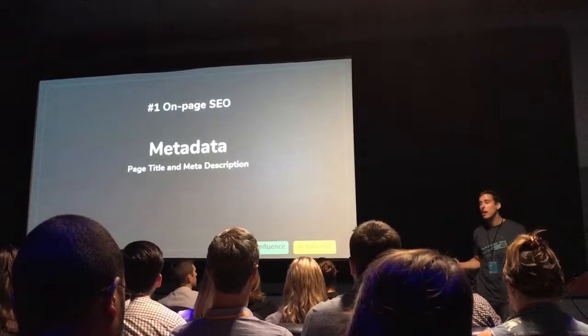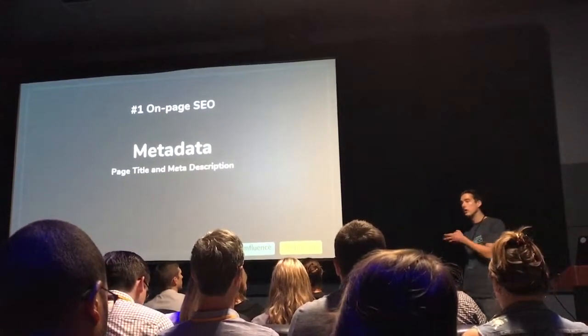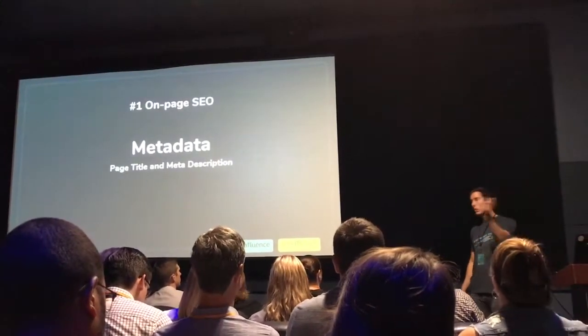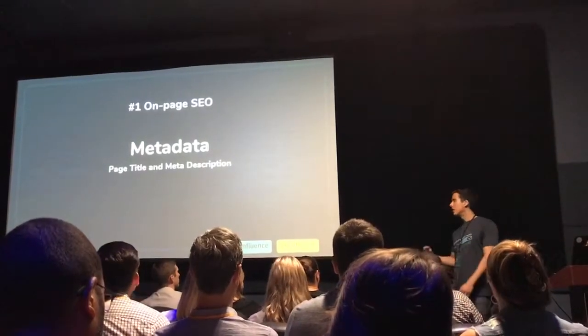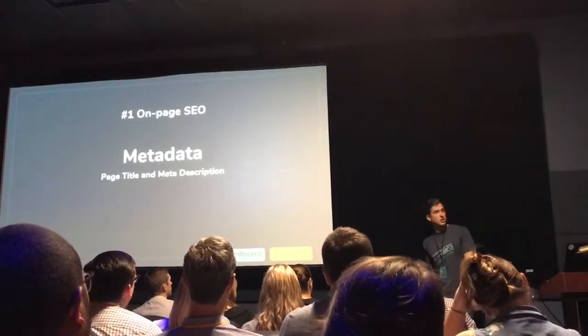Metadata. There's a lot of different meta tags, but in this particular situation, we're talking about page titles and meta descriptions. If you think back to the search results page, page title, the big blue text, the meta description, the little black text. And these are your suggestions to Google. At the end of the day, Google shows whatever they want to show, but these are kind of your suggestions.